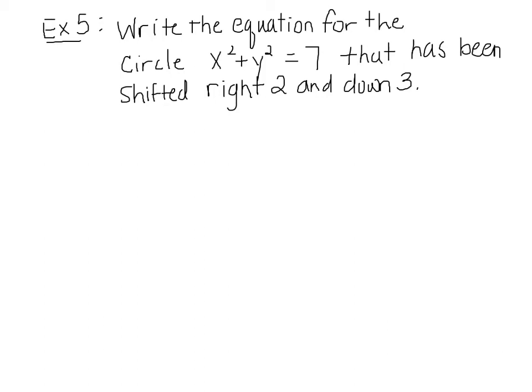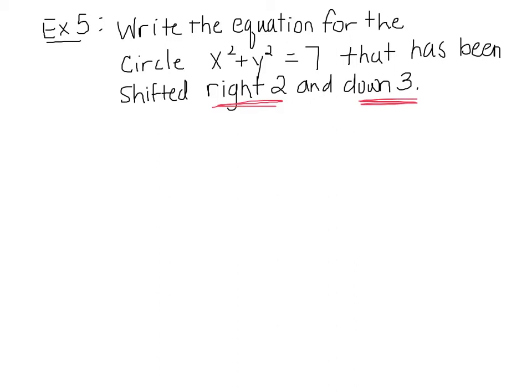Okay, example 5. Write the equation for the circle x squared plus y squared equals 7 that has been shifted right 2 and down 3. So we're rewriting this equation. So I want you to think about something. When you had your center that was to the right 2 and down 3, normally we would think right would be a plus, but remember in the equation it was the opposite.